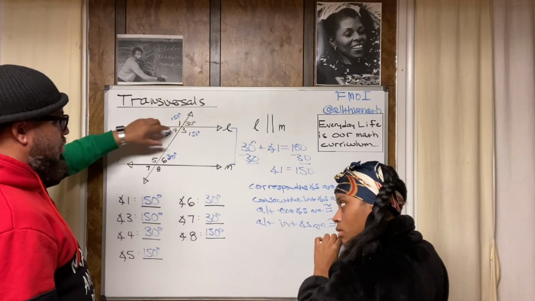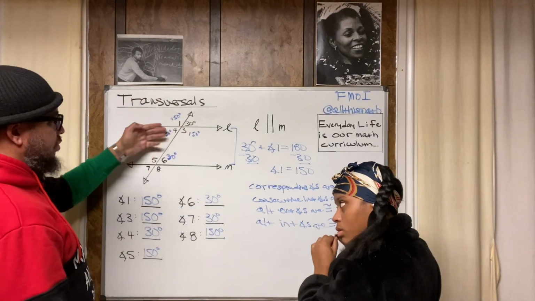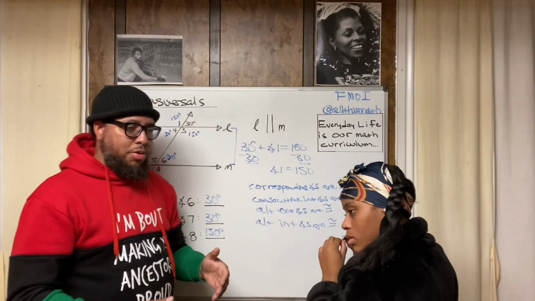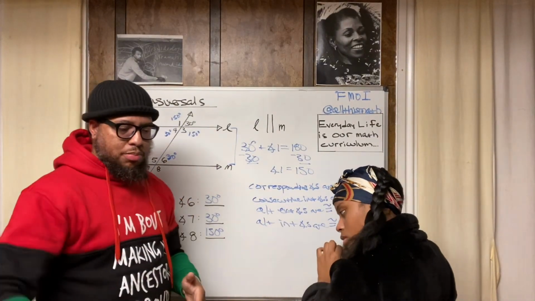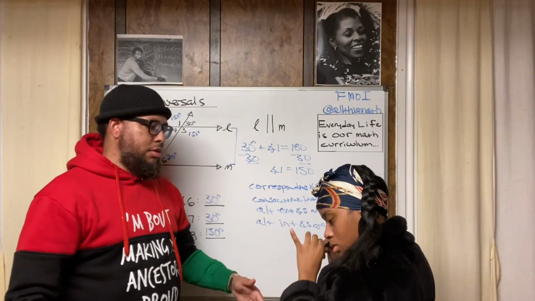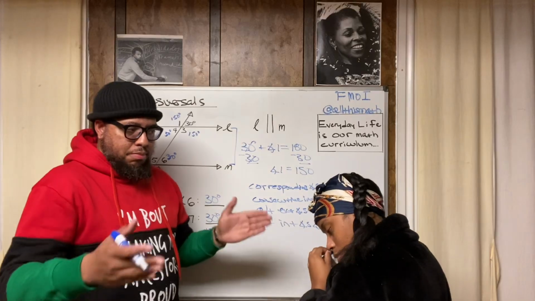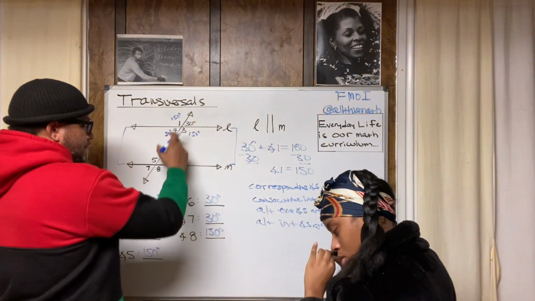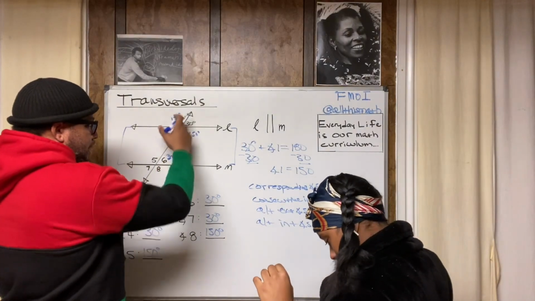Alternate interior. Alternate. Left side, right side. Alternates. Like some places have alternate street parking. On Monday, you can park on the right side of the street. On Tuesday, you can park on the left side of the street because they do street cleaning, right? It's called alternate street parking. Same thing in geometry. Alternate interior angles, alternate exterior angles.